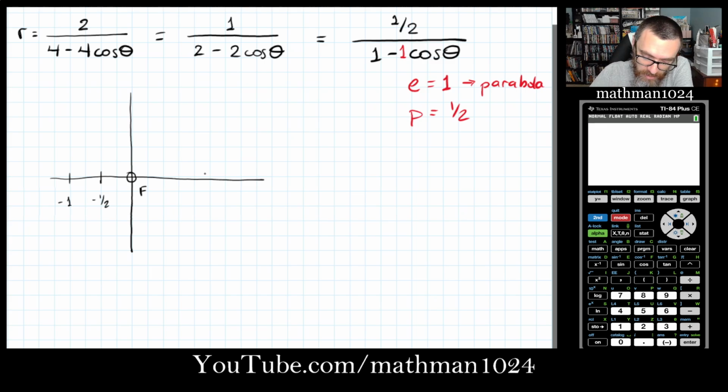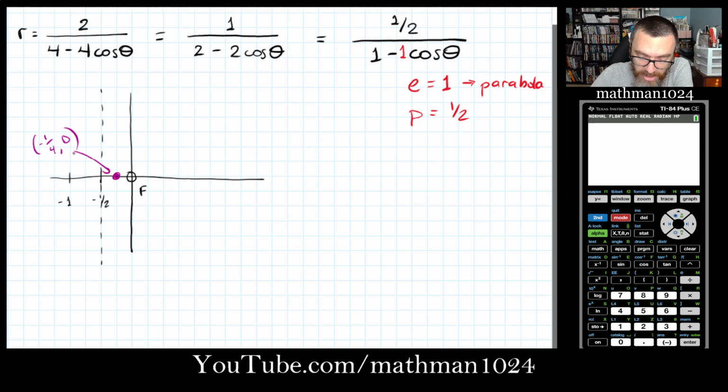All right, so my directrix is going to be this guy right here. Now, if this is my focus, my vertex should be in the middle. It should be right here, which would be the ordered pair negative 1/4, comma 0. Now let's see if that actually holds up.